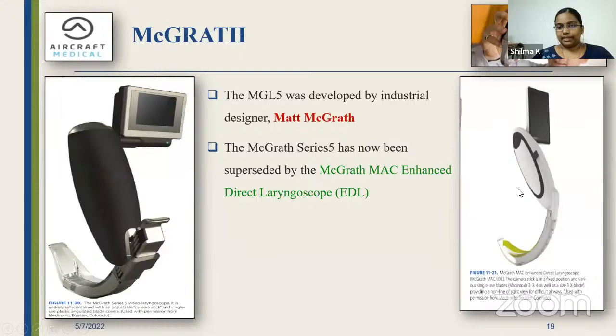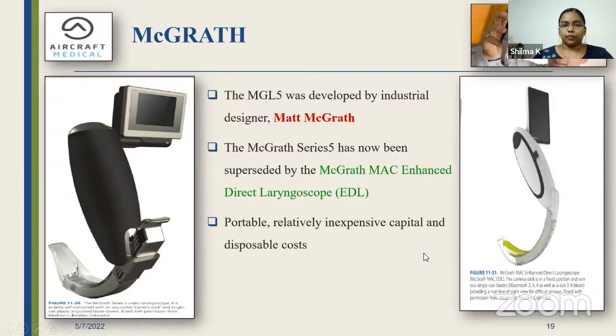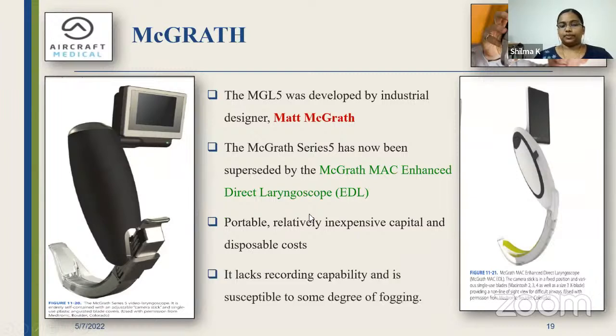This is the Mac Enhanced Direct Laryngoscope. The difference is that the camera stick is in a fixed position in this EDL version. It's portable and relatively inexpensive in capital and disposable costs, but it lacks recording capability and is susceptible to some degree of fogging.